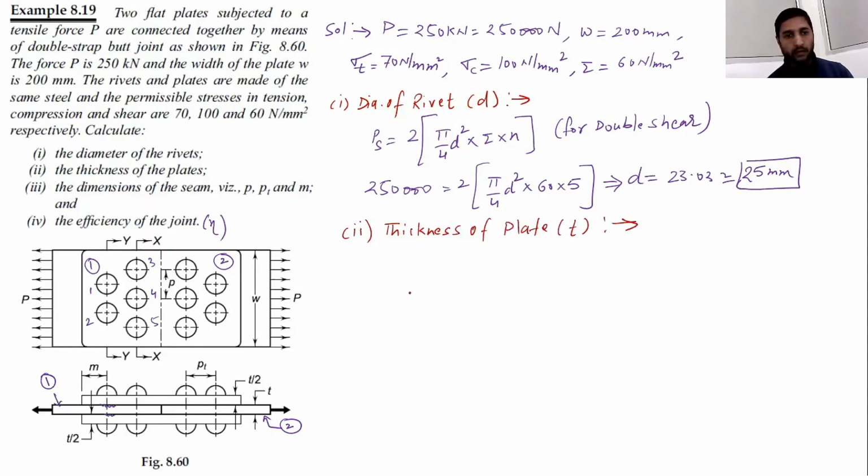Thickness of plate. A tensile force is acting on the plate, so tensile failure is definitely going to occur. The question arises, from which section is the plate going to fail? As per our fundamental knowledge, the plate is going to fail along the minimum area of cross section. So along the x-axis section the plate is going to fail.